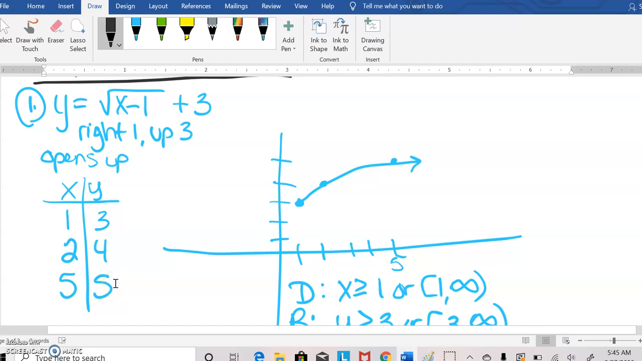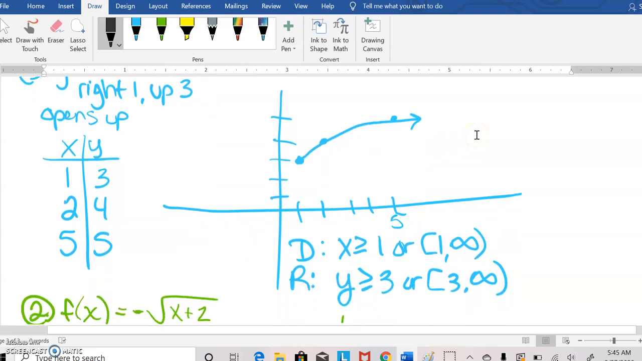So I'm going to use those 3 points only, and I'm going to graph. So (1, 3), (2, 4), (5, 5). And I get my top half of a sideways parabola.